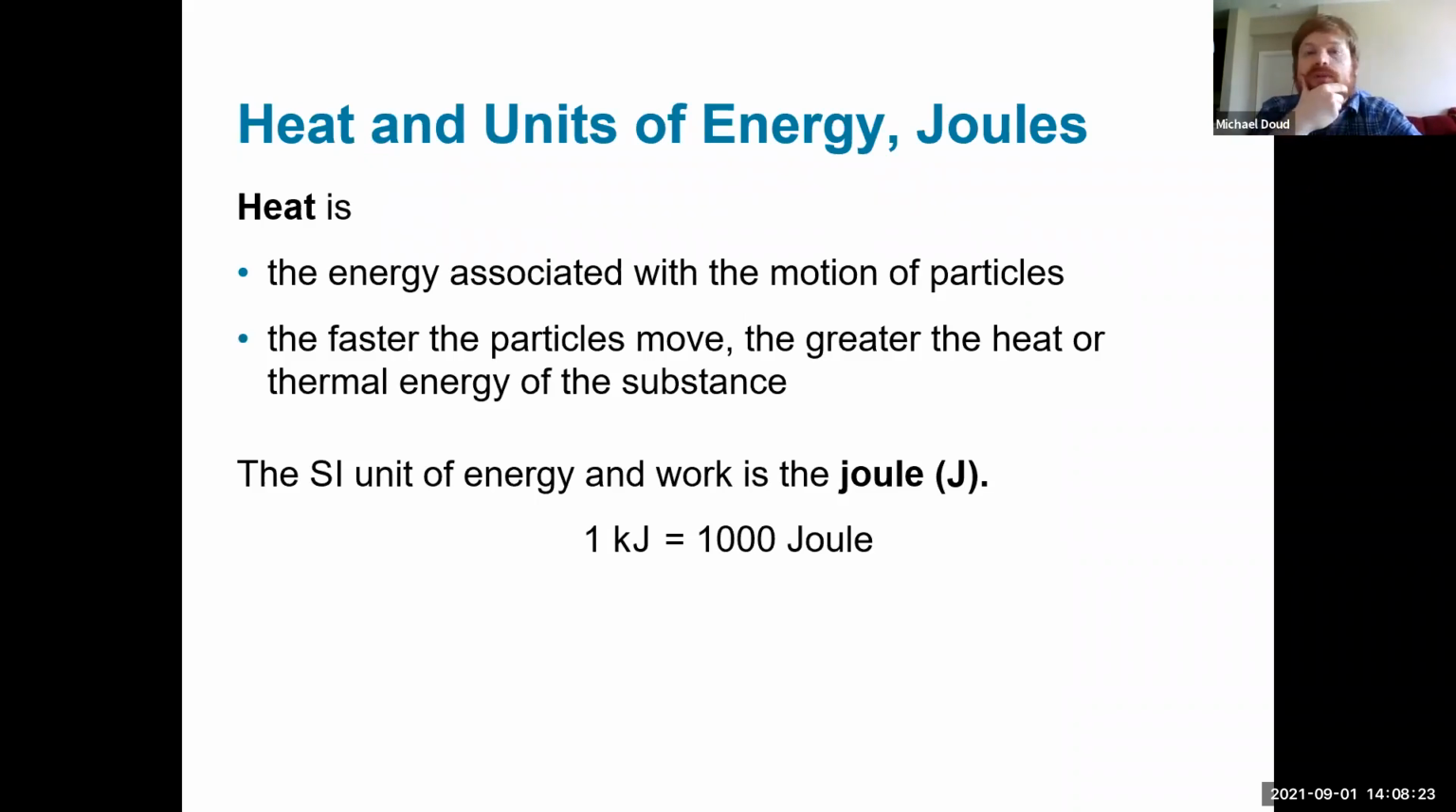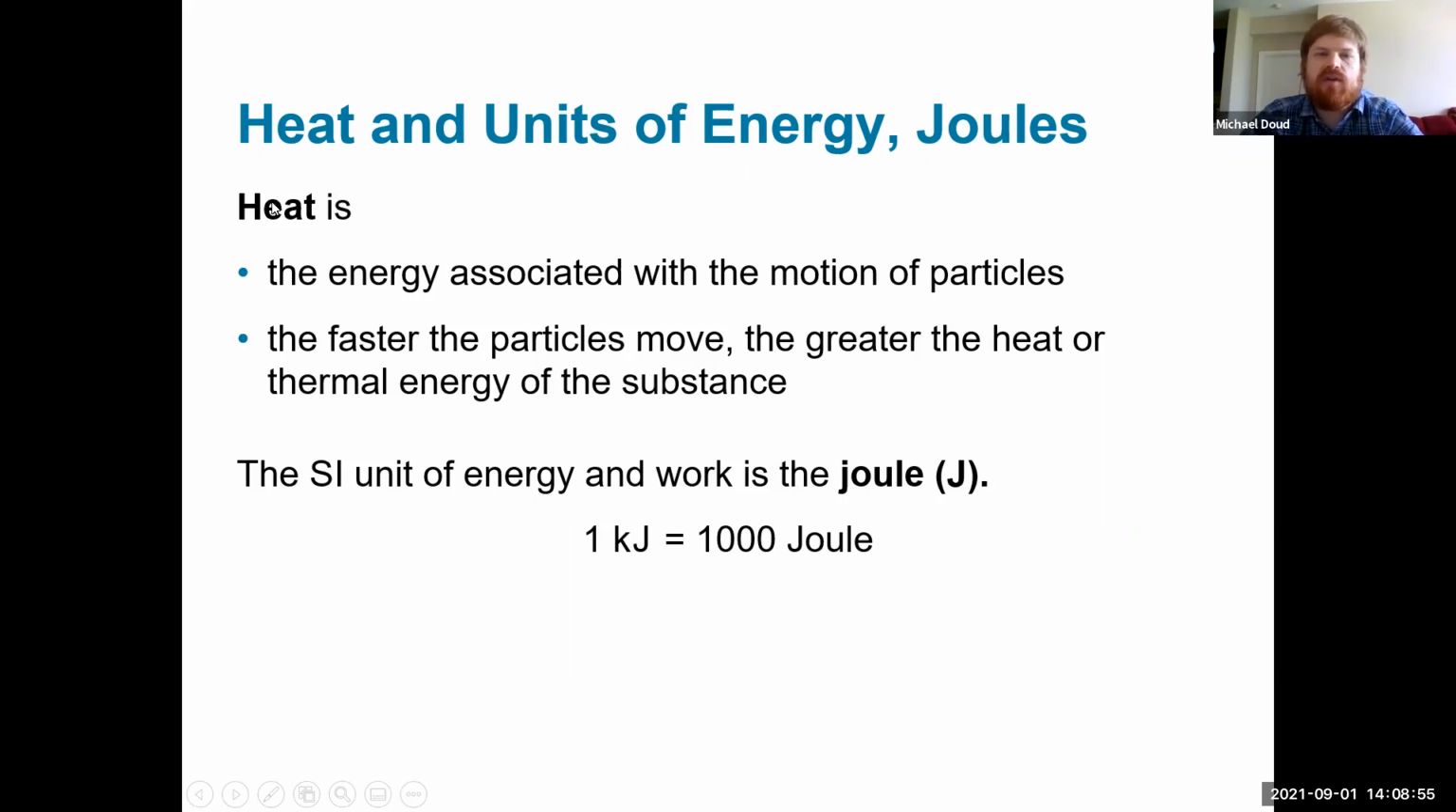Let's talk about the units for heat next. For the SI system, the unit is the joule, spelled capital J-o-u-l-e. This is a guy's name, that's why it's capitalized and doesn't really make any sense. A lot of these SI units were named after different people. Famous scientists got their names immortalized in these units.